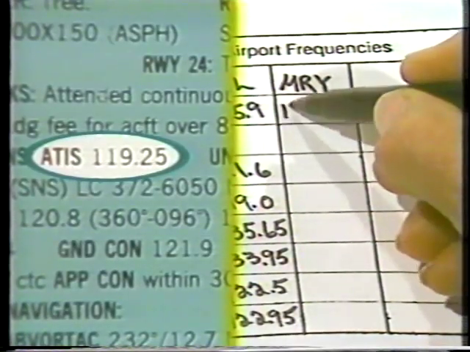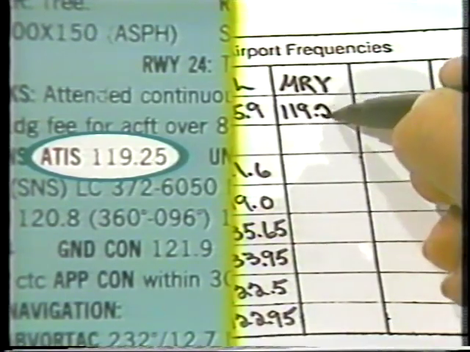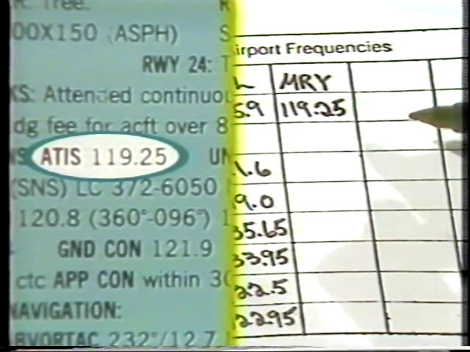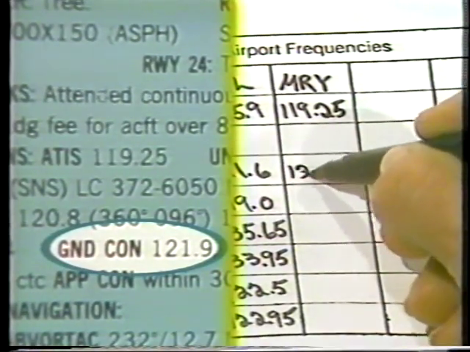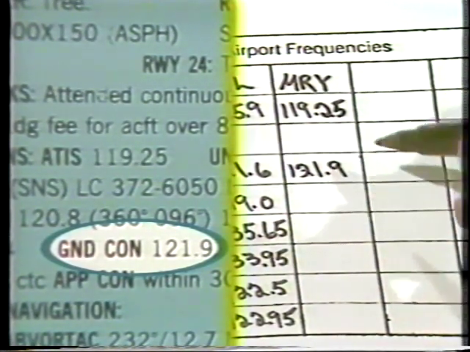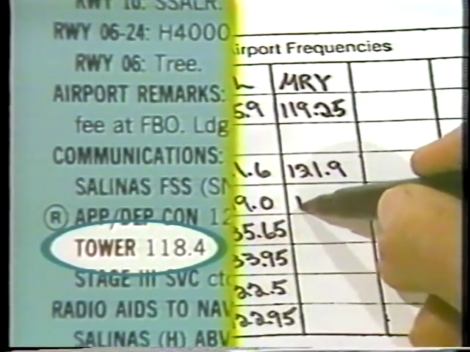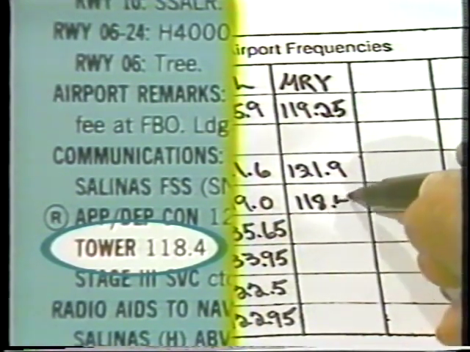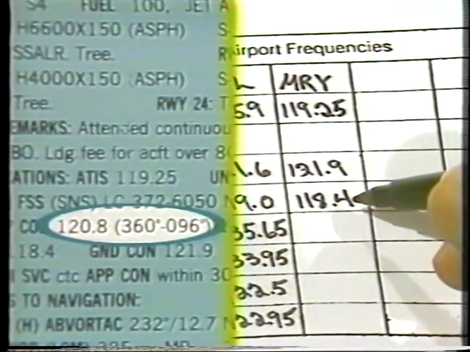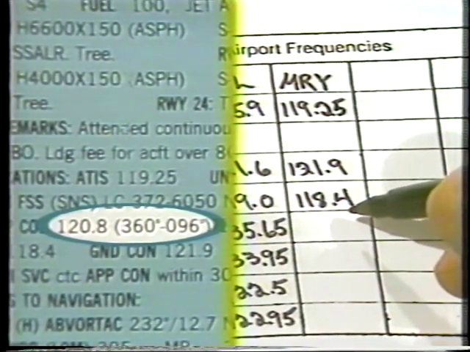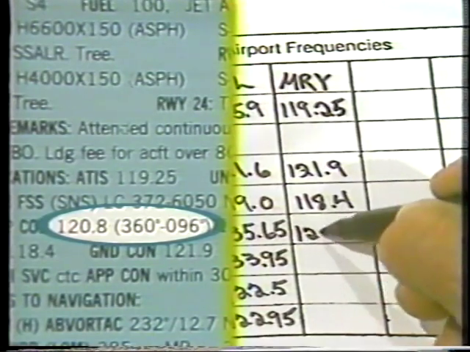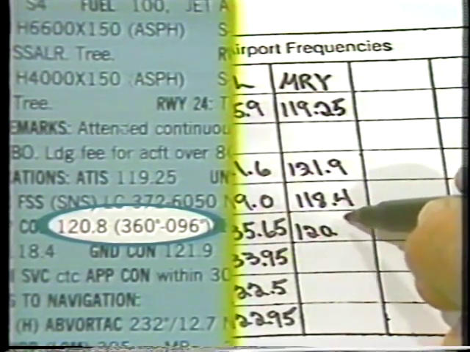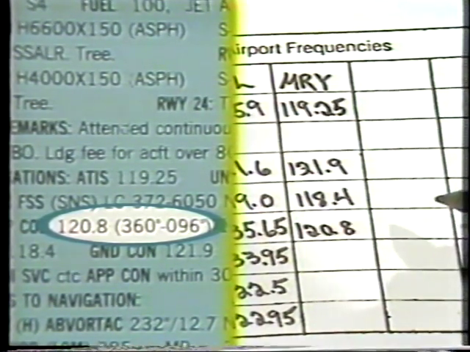ATIS is 119.25. There is no clearance delivery available. Ground control is 121.9. Tower, 118.4. Approach and departure control indicates different frequencies for different sectors. Use 120.8 for our departure heading of 050.